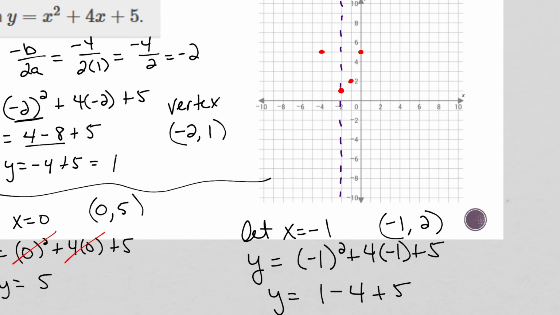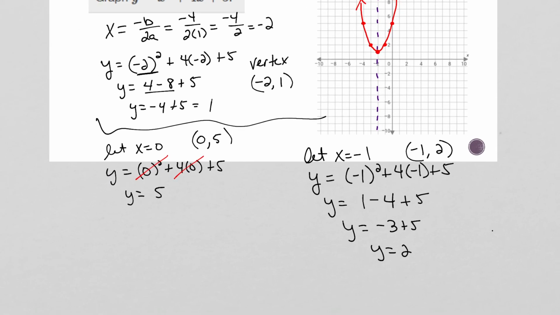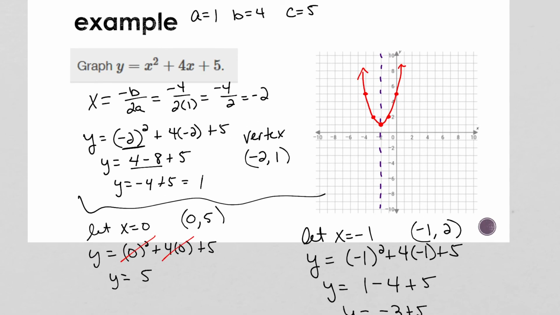Okay, and that means that I also have a point right here thanks to the axis of symmetry. All right, and if you want, you could put in x is equal to +1 and find some other point that's probably up here somewhere, or you can just go ahead and draw your graph. All right, there you go. There's our graph. Looks pretty nice.